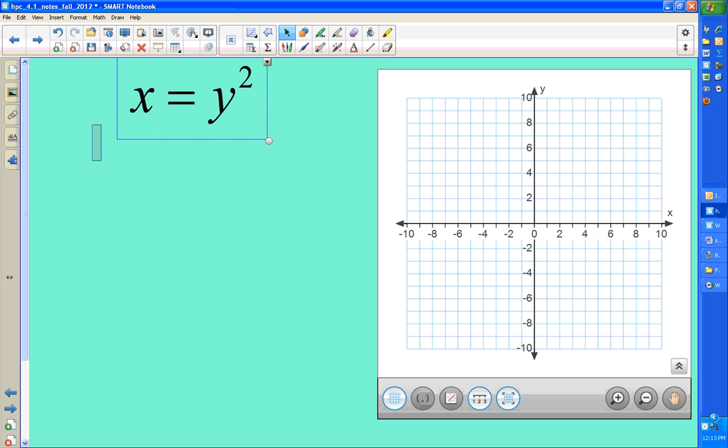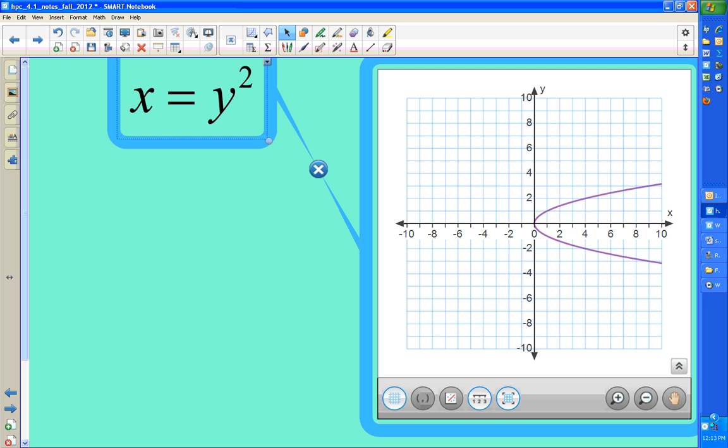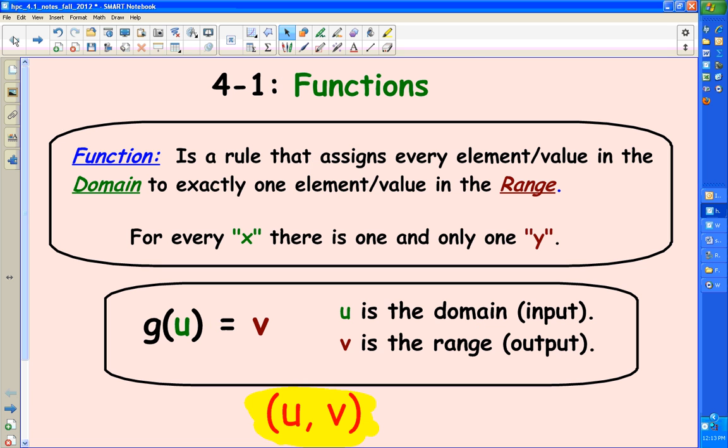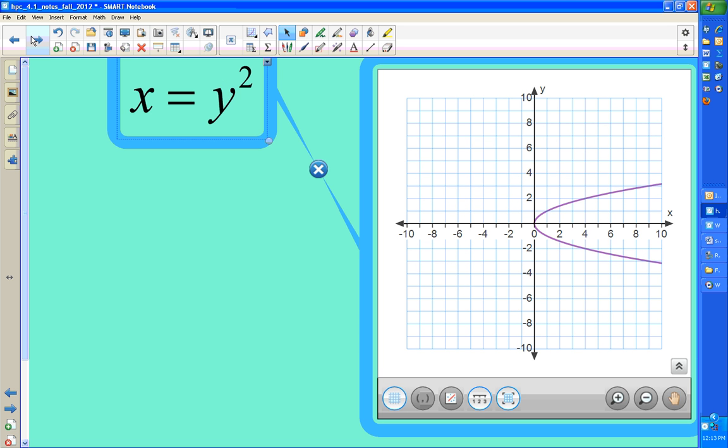Well, when it's x equals y squared, and we graph it, you get a sideways parabola. And that's actually the parent graph for the sideways parabola. But what do you notice about this graph? Remember, look at what this section is called. 4.1, functions. What do you notice about this?